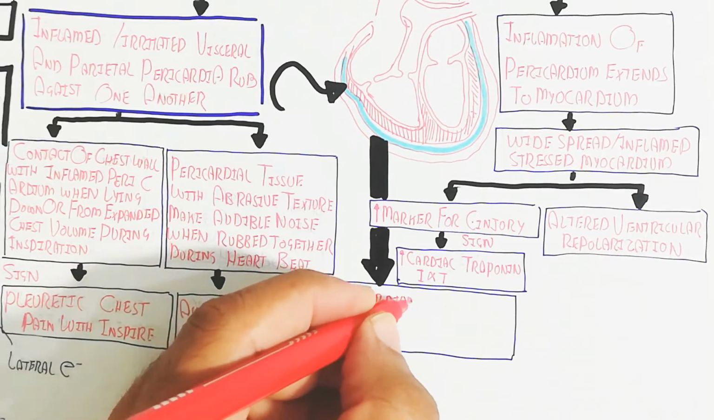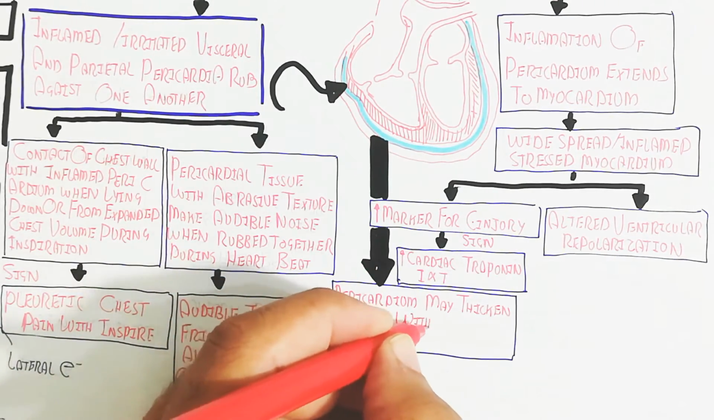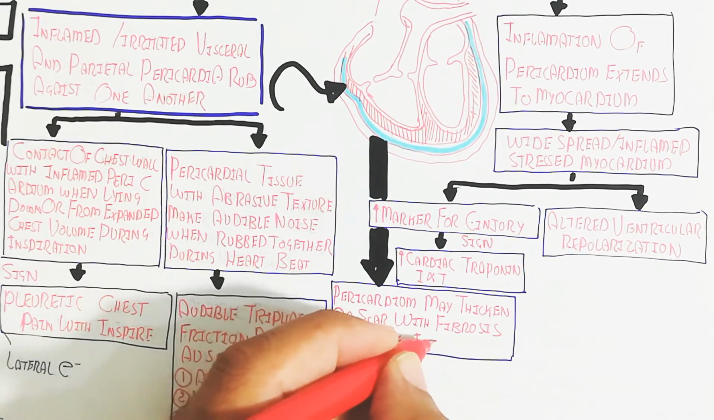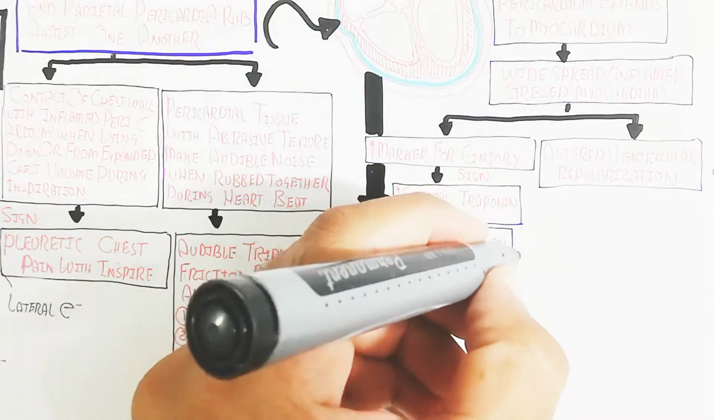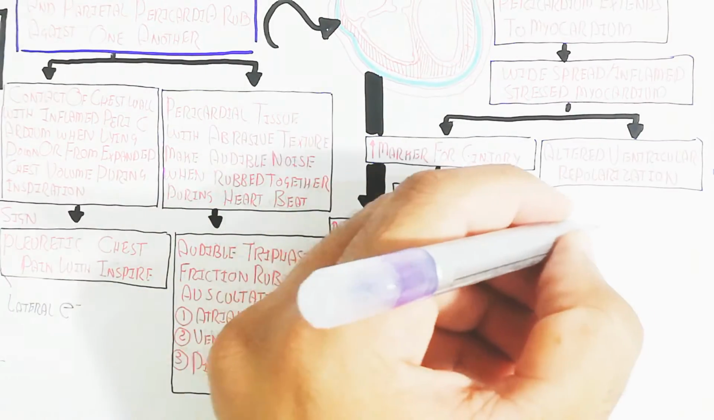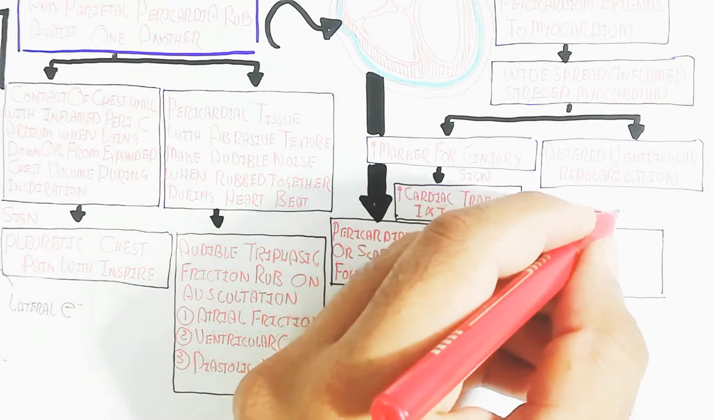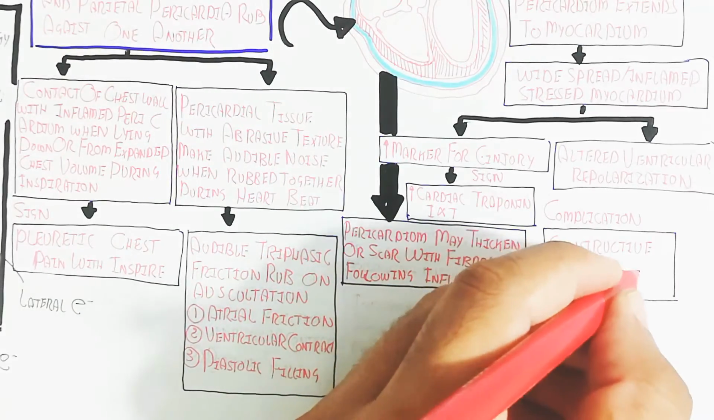On the other hand, the pericardium may thicken or scar with fibrosis following inflammation, which will lead to constrictive pericarditis. This is a complication: the pericardium thickens or scars with fibrosis following inflammation, leading to constrictive pericarditis.